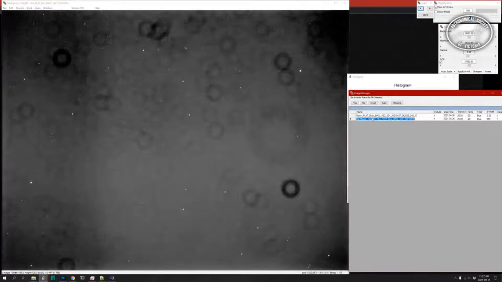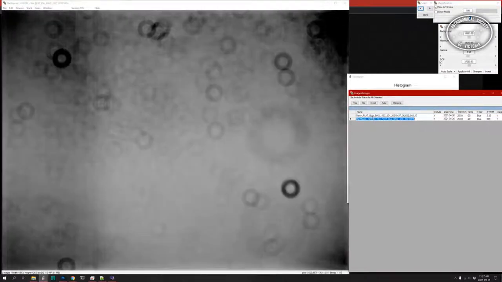And there's a stack of blue flat frames. There's a combination of dawn and dusk flats here. These are all taken with the blue filter. So here's our dust donut from the blue filter. You can see the corners are darker. This is vignetting at play.